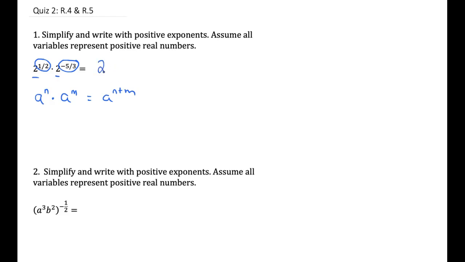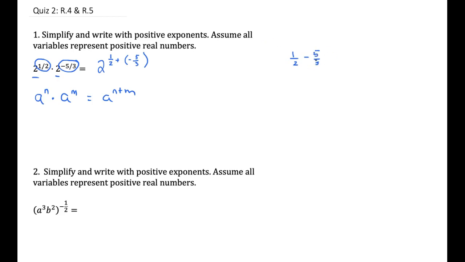So we have 2 to the 1/2 plus negative 5/3. So really this is just a fraction problem, nothing else. As long as you understand the rule, the rest of it you have to deal with the fraction. So I'm going to say 1/2 minus 5/3, because that's plus a negative 5/3.